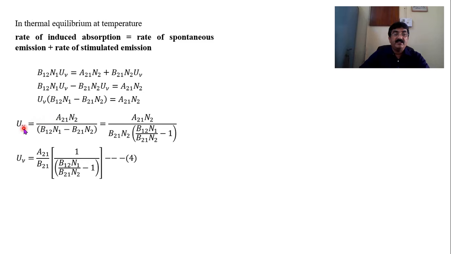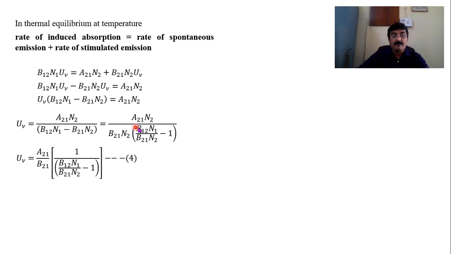Okay, so U gamma is equal to A21 N2 divided by this whole thing, which will come to the denominator. This is a very simple mathematical operation. I hope you can make it out. Next step, I retain the numerator as it is. In the denominator, I take B12 and then B21 and N2. The second term I take fully outside.